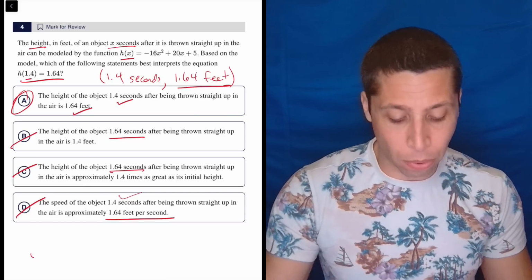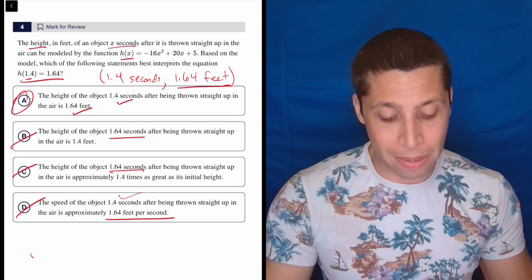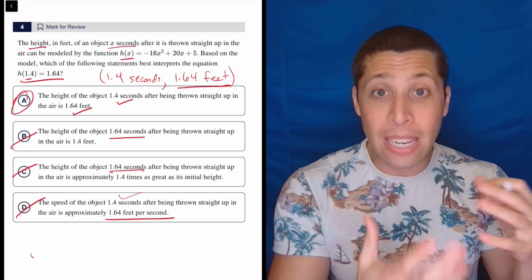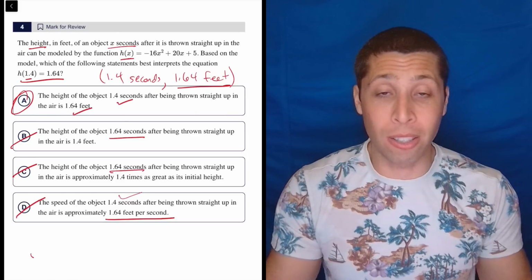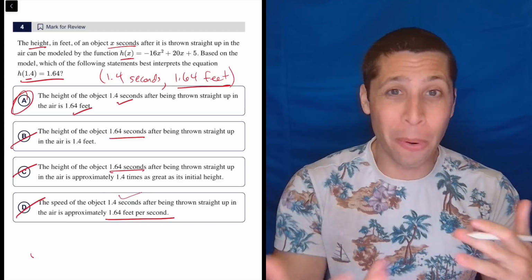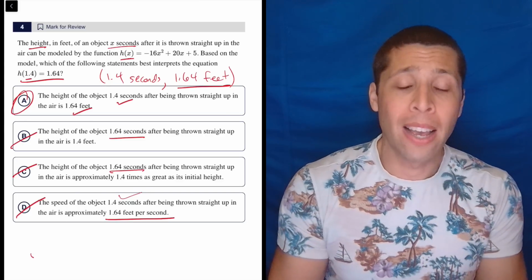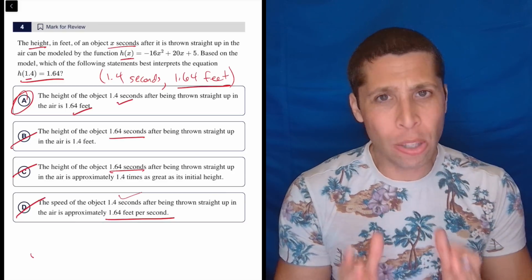The height of the object 1.4 seconds after being thrown straight up in the air is 1.64 feet, because that's what this equation does. It tells you the number of feet after a certain number of seconds. So it's just picking a random point to do that. I don't care if the point is even right. Notice I'm not plugging it into the equation because I don't need to evaluate that. I'm not asked to solve anything. I'm just interpreting. But these questions are easy.